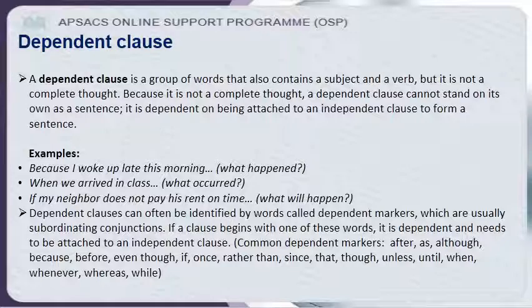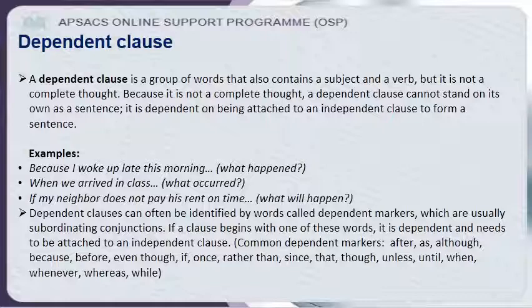Because it is not a complete thought, a dependent clause cannot stand on its own as a sentence, and it needs some extra information to convey complete meaning. It is dependent on being attached to an independent clause to form a sentence. Look at the examples. Because I woke up late this morning. If you see, there's a subject in the sentence, there's a verb in the sentence, but what happened next? We don't know. It needs some extra information to complete its meaning. When we arrive in class, then what?